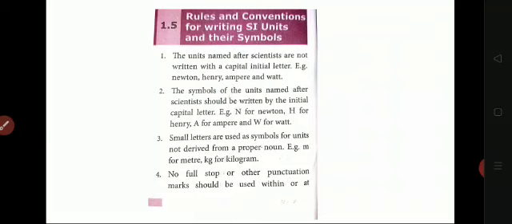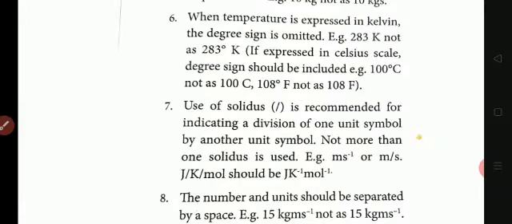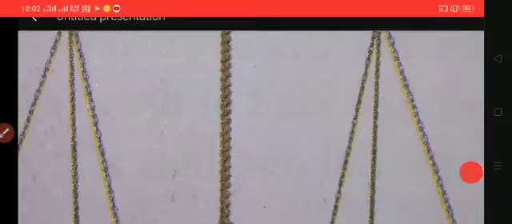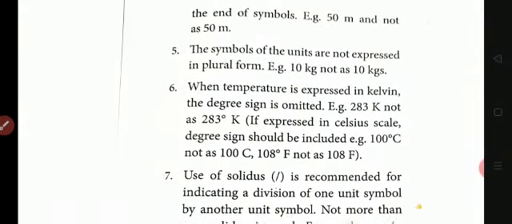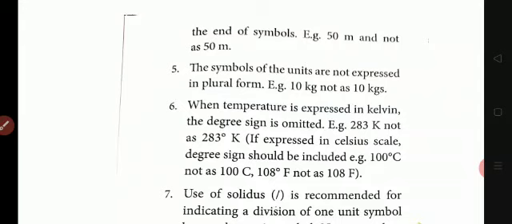Third point, if the units are not derived from a proper noun, for example meter, then you have to use only small letters: m for meter and kg for kilogram. Fourth point, there should not be any full stop or punctuation after the symbol. That is, you write 50 m and not 50 m with a full stop. You have to write only 50 m and leave it as it is.